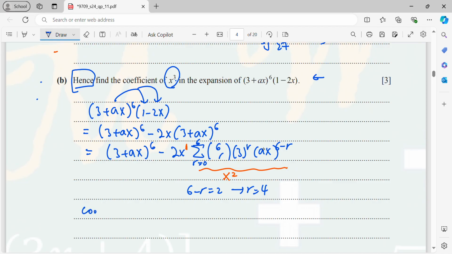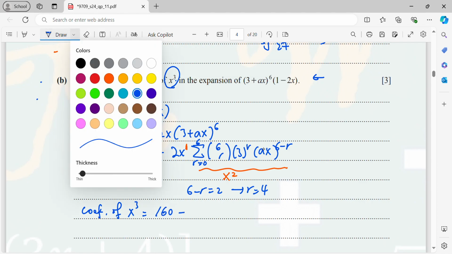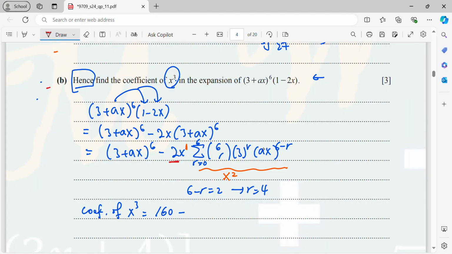Then I will just get the coefficient of x cubed. First term, you get it from the previous question, 160. Second term, now the coefficient will be 2 minus 2, together with the a as well. Okay, then now here you will be getting 2 times 64, and then 3 power 4, a to the power 6 minus r, which will be 2 here.